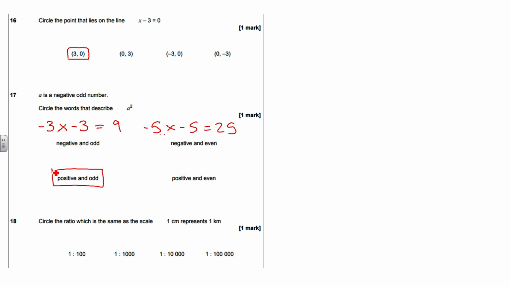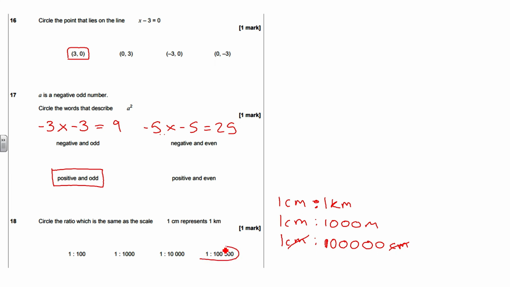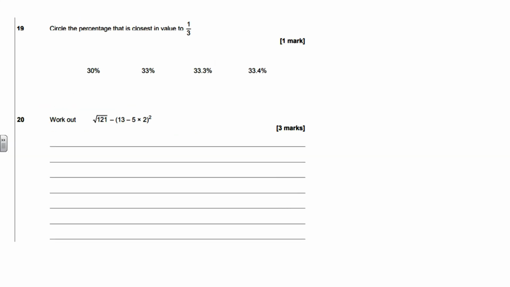Circle the ratio which is the same scale as 1 centimetre represents 1 kilometre. Well, 1 centimetre to 1 kilometre, we need to change it to the same units. So we've got 1 centimetre to 1,000 metres, and each metre is worth 100 centimetres. So 1 centimetre to 100,000 centimetres, we can now forget the unit. So it's 1 to 100,000. There we go. Again, worth pointing out that we've just had a few multi-choice questions, so there's a good chance that everything that follows this is higher paper crossover.